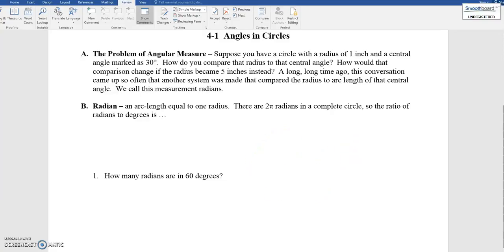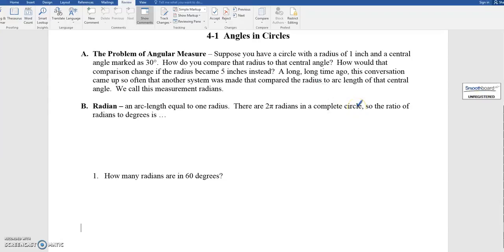So I'm going to erase this a second. There we go. I'm just going to read through this up at the top. Suppose you have a circle with a radius of 1 inch and a central angle marked 30 degrees. How do you compare that radius to the central angle? There's really no good comparison there. And what happens if the radius changes, becomes 5 inches? How does that central angle versus maybe the arc length that you would see, how does that connect?